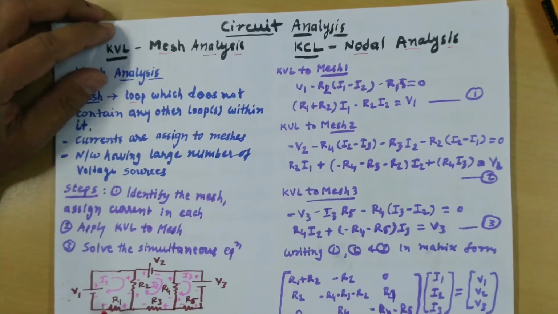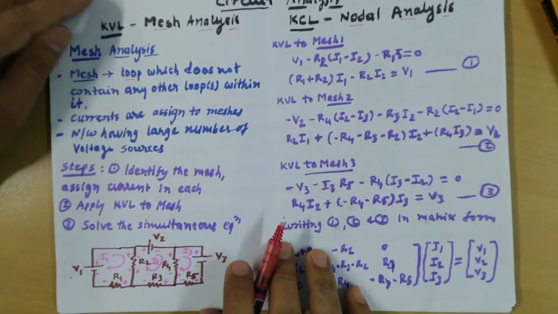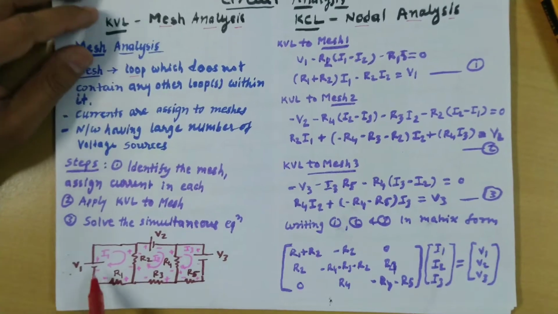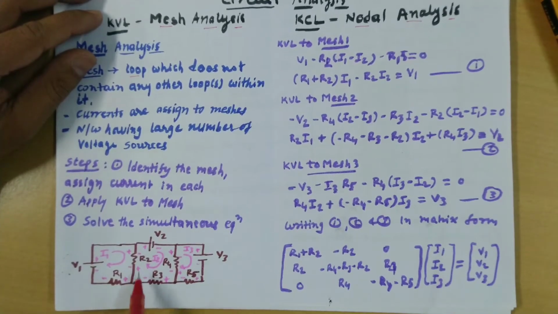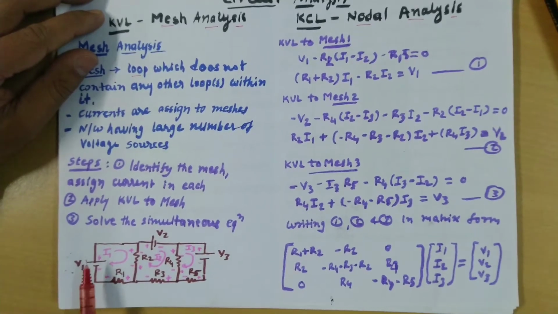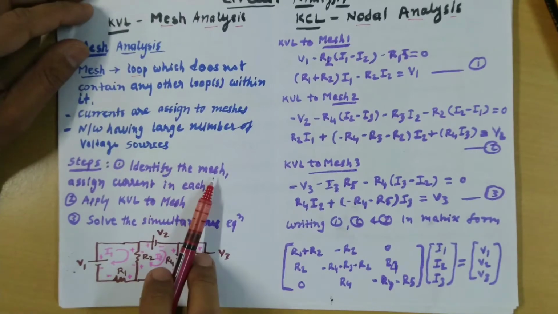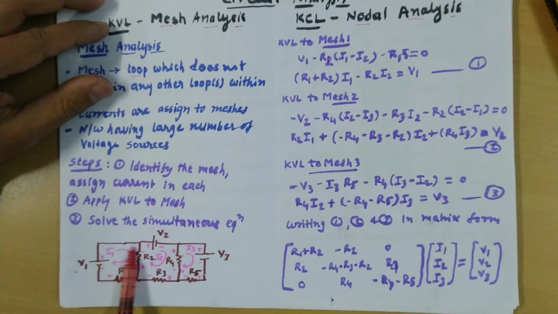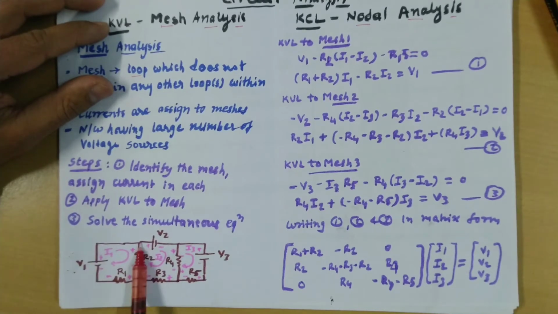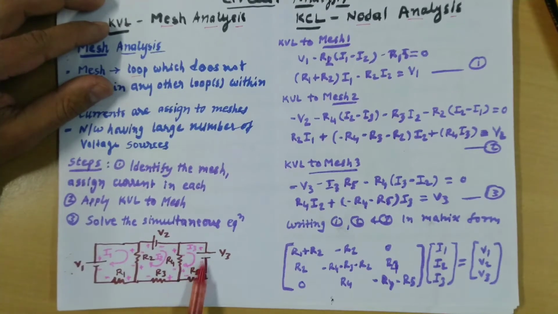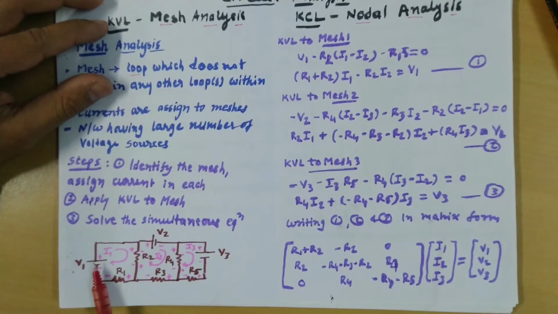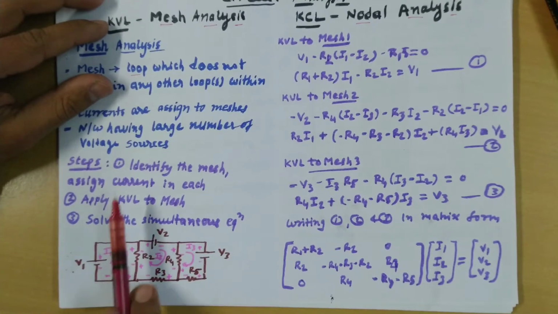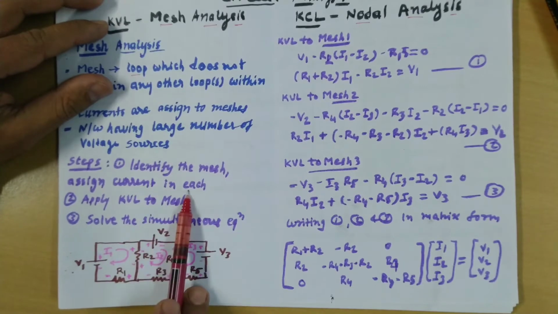Let us take this circuit diagram to understand mesh analysis. Here we have a supply voltage, then there are resistors and a combination of supply voltages. First step is to identify the meshes. In this circuit diagram we have three meshes: first mesh, second and third mesh. After identifying the meshes, we will assign current in each.